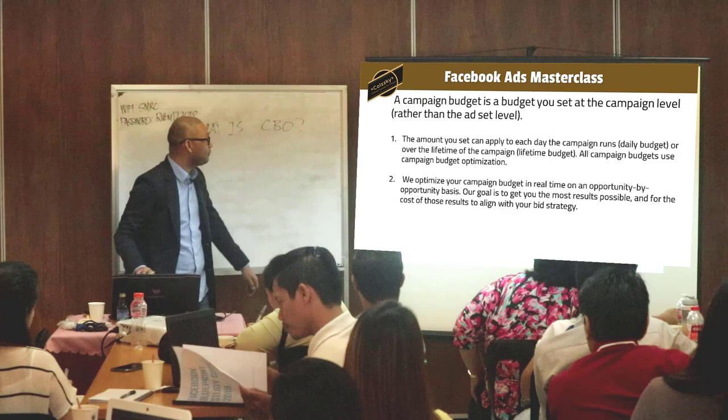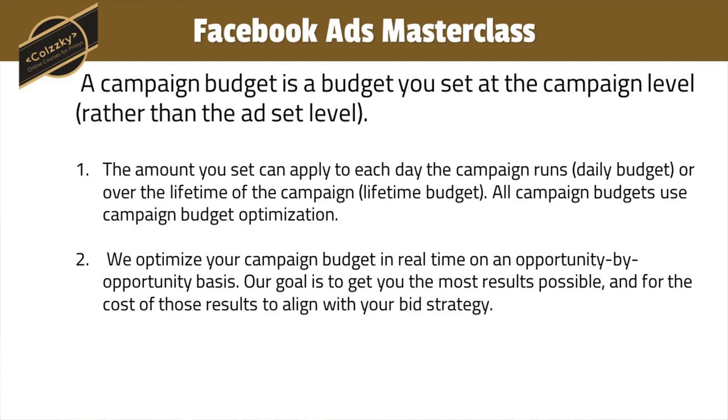Okay, let's start here. First, the definition: the amount you set can apply to each day the campaign runs, daily budget, or over the lifetime of the campaign period. All campaign budgets use campaign budget optimization. I will read the definition first, and later I will explain it in layman's terms. Number two: we optimize your budget in real time on an opportunity-by-opportunity basis. I just copy-pasted this from the Facebook documentation.